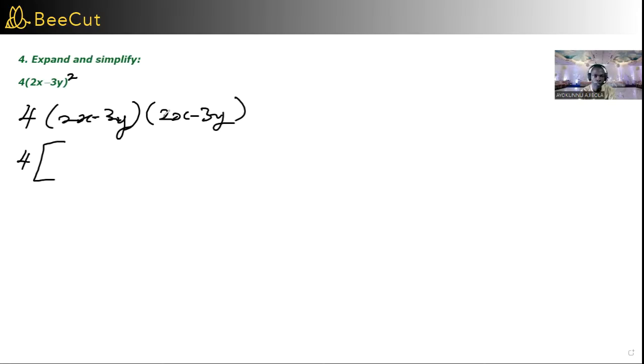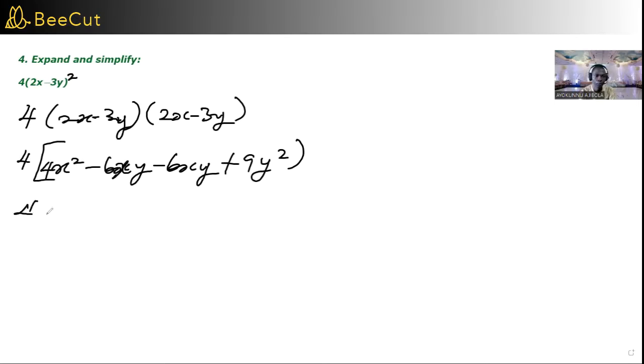2x times 2x is 4x squared. Then 2x times minus 3y is minus 6xy. Then minus 3y times 2x is also minus 6xy. Then minus 3 times minus 3 is plus 9, so plus 9y squared. So this time around you have 4 into 4x squared minus 12xy plus 9y squared.